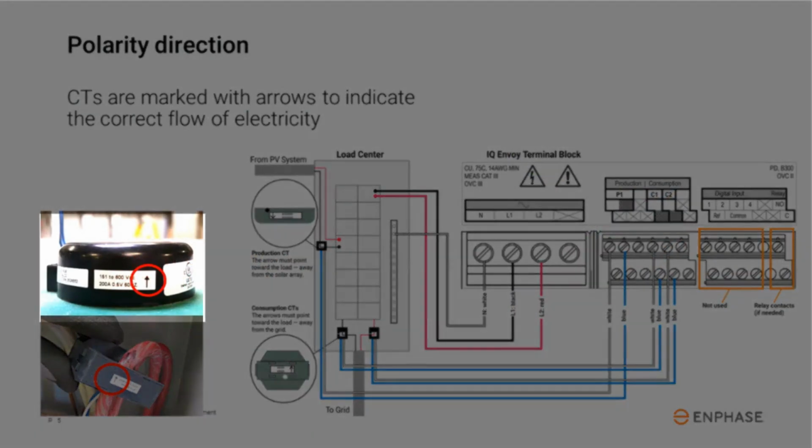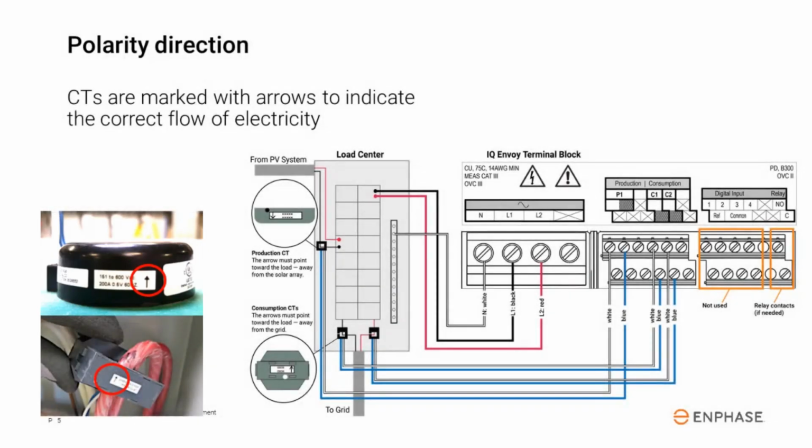Here's the production CT. You will see that the sticker is showing an arrow pointing up. The direction of the arrow is telling you that the CT is expecting to have the current from the L1 PV conductor flowing in the same direction as the arrow.